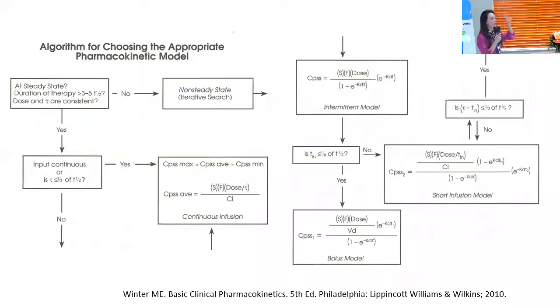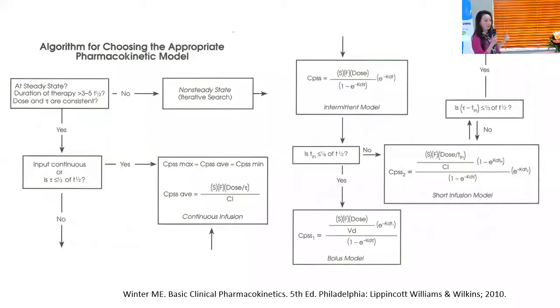Essentially, PK, there's 3 models that you can use for TDM. Either continuous infusion model, that's the one that you use for drugs with very long half-life, or have sustained release, for example, formulations. The other 2 models are intermittent infusions. That means you give it every 6 hours, every 8 hours. And of those, there's 2.